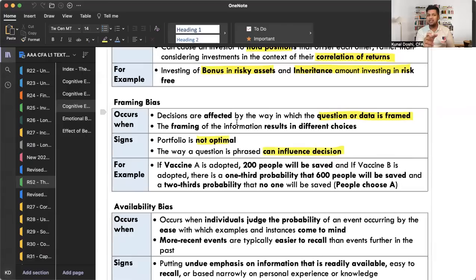A very good example I've given here is, suppose vaccine A is adopted, 200 people will be saved. But if vaccine B is adopted, there is a 1/3 probability that 600 will be saved, but a 2/3 probability that no one will be saved. Even that comes to a weighted average of 200 only, but the 2/3 chance that nobody is saved scares you. So most people, even if the weighted average is the same, will choose option A because option A says 200 will be saved. So the way you put it makes the difference.